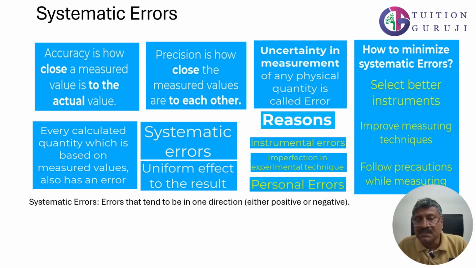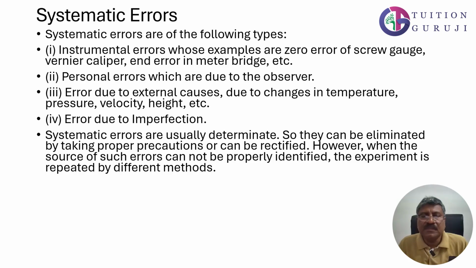Systematic errors are those errors which are due to instrumental errors, imperfection in experimental techniques, or personal errors. To minimize systematic errors, we have to select better instruments and improve the measuring techniques, or we have to follow precautions while measuring. Systematic errors can be of the following types: instrumental errors, for example, zero error of screw gauge, vernier caliper, and error in meter bridge, etc.